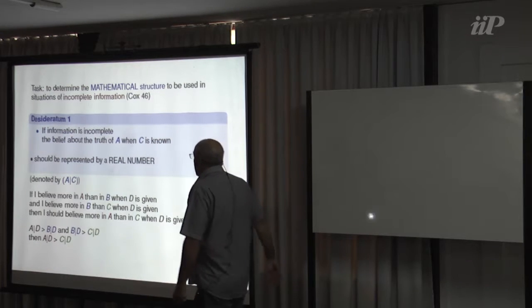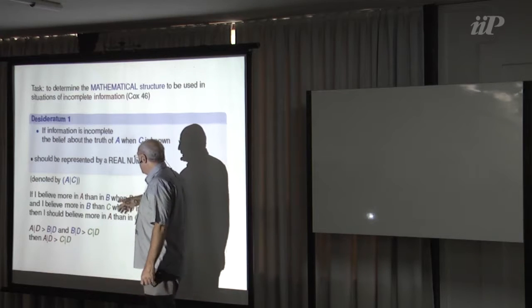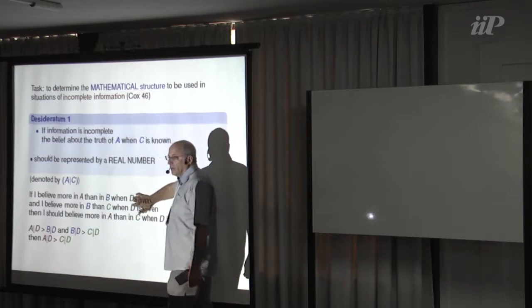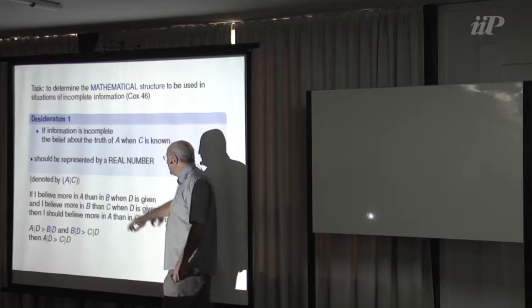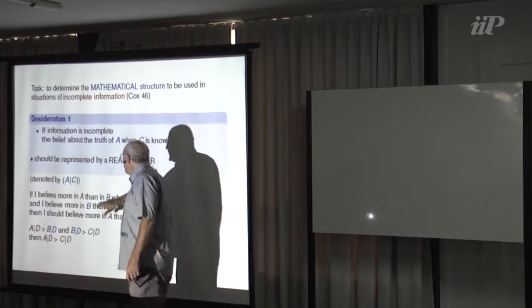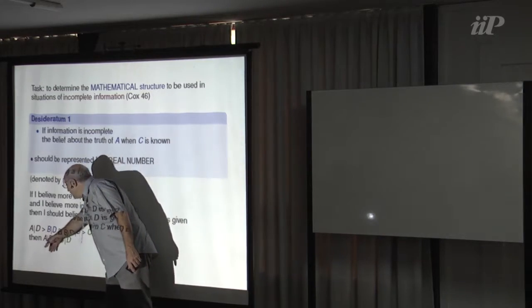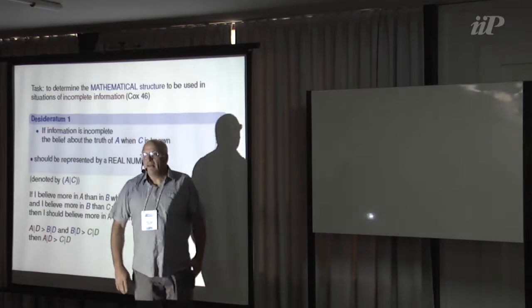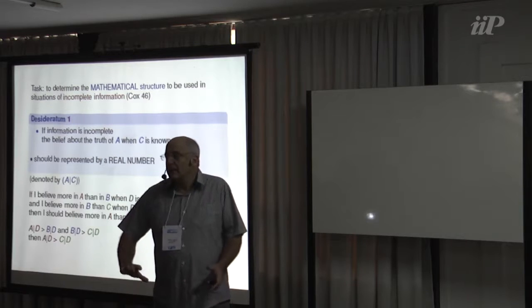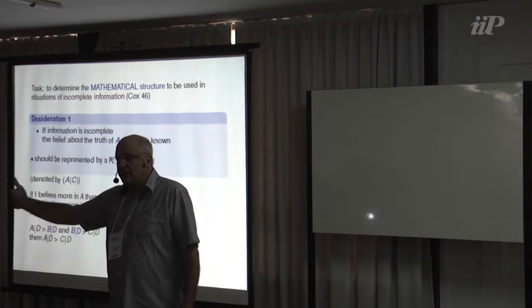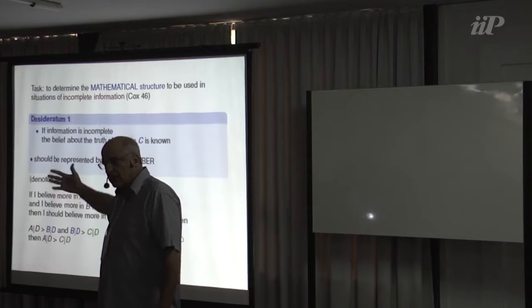So, if I believe more in A than in B, when I know my background information is D, and I believe more in B than in C, then I want immediately to believe more in A than in C. And that is naturally satisfied only if I choose to describe these objects with numbers.